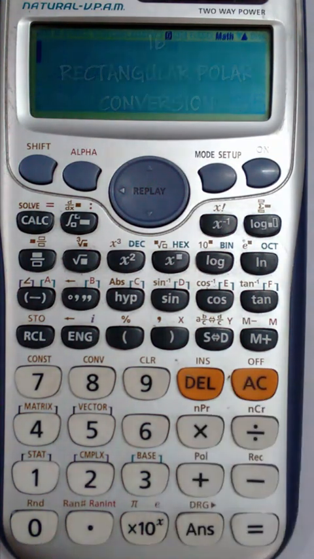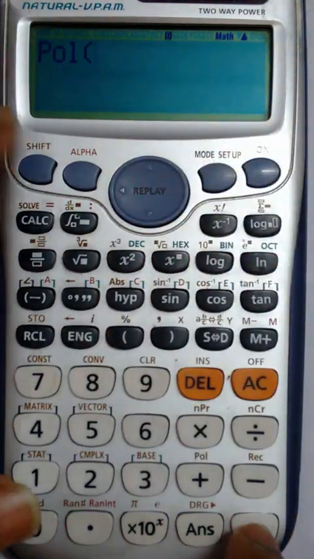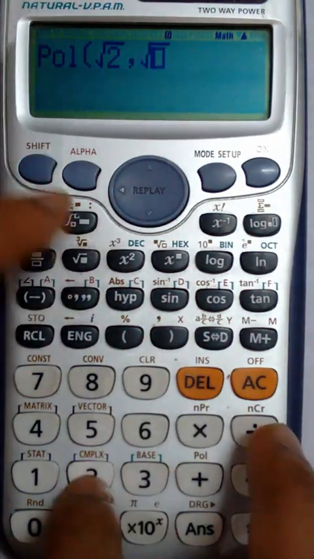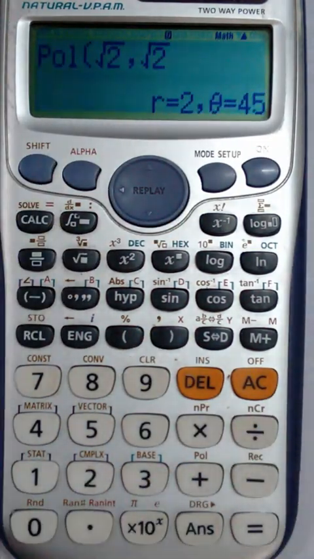So how to deal with it? Suppose I want to convert root 2 rectangular coordinate into polar form. For that I have to use polar, root 2 comma root 2, and I got this: r is equal to 2 and theta is equal to 45.